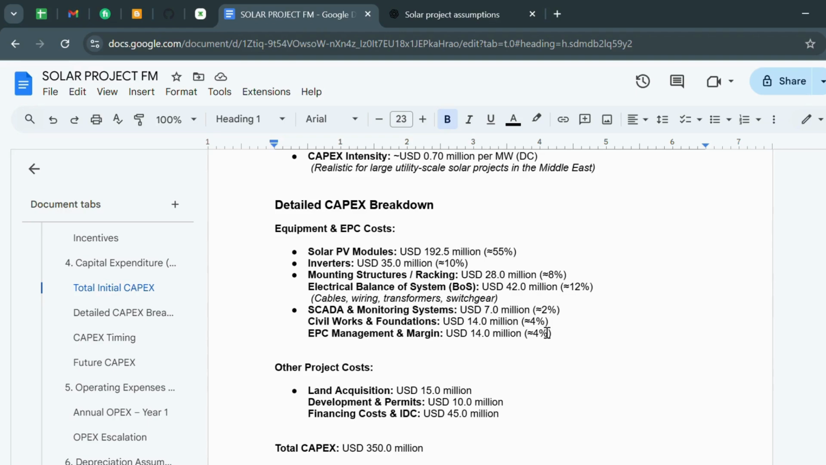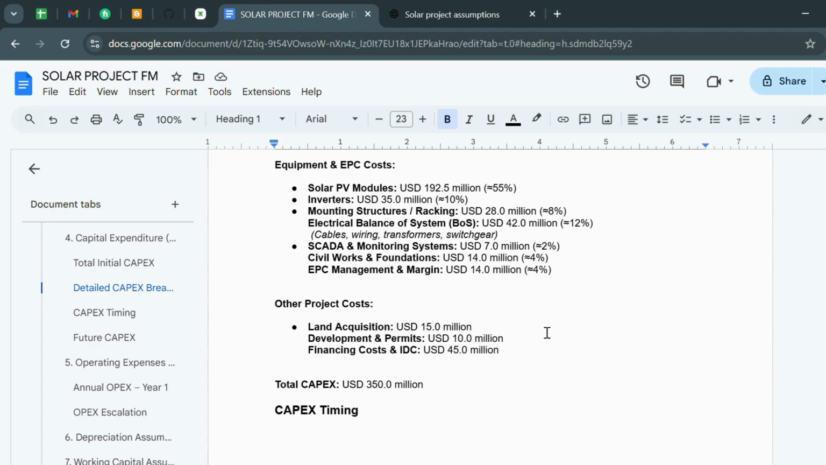Next, these are just the bifurcation of the CapEx: solar PV module, inverters, mounting structure, BOS, monitoring system, civil work and foundation. EPC and O&M will be coming up next, but it is not a CapEx, okay. Land acquisition, development permits, IDC, financing cost.